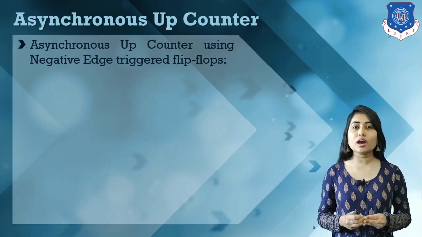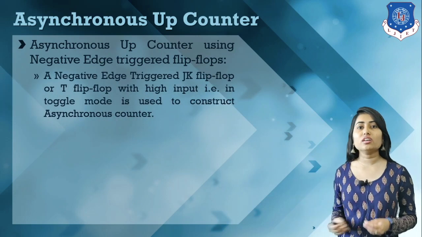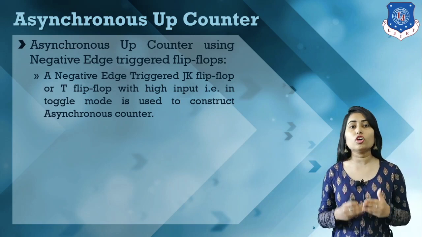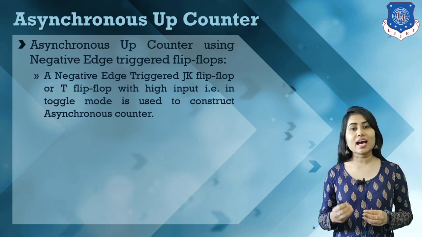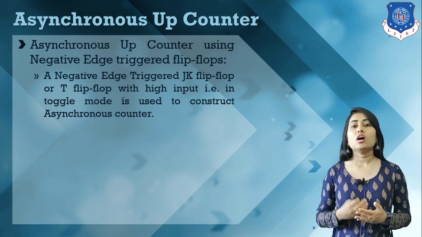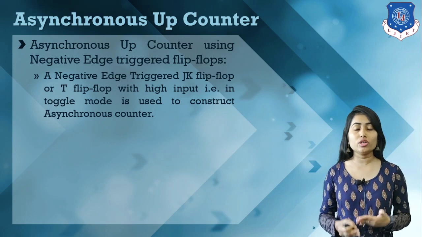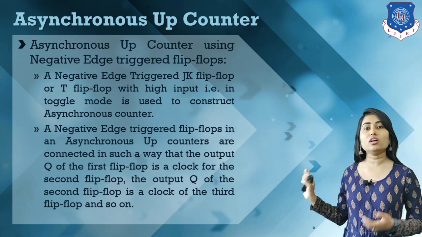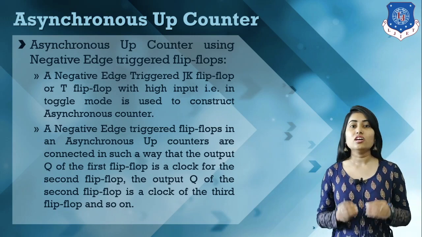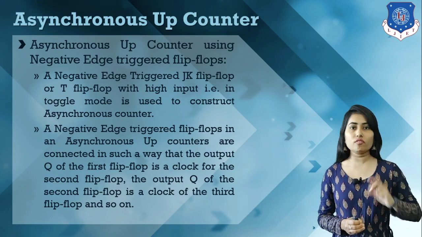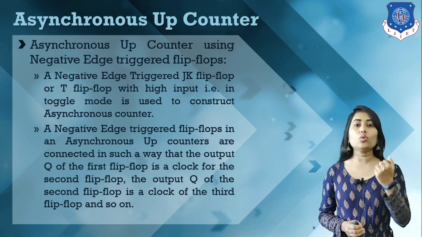First, we have the asynchronous up counter using negative edge trigger. We can construct the asynchronous counter using either JK flip-flops or T flip-flops in toggle mode. To design a counter we use JK or T flip-flops, and they must be in toggle mode. Then we connect the flip-flops such that the first flip-flop has an external clock. Remember output Q; we have two outputs, Q and Q dash.